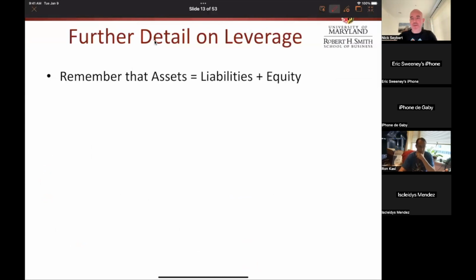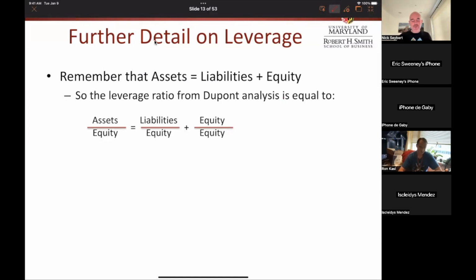Remember, assets equals liabilities plus equity, right? So the leverage ratio that we saw from DuPont, which is this guy, assets over equity, right? I'm doing some more like 7th grade math here.